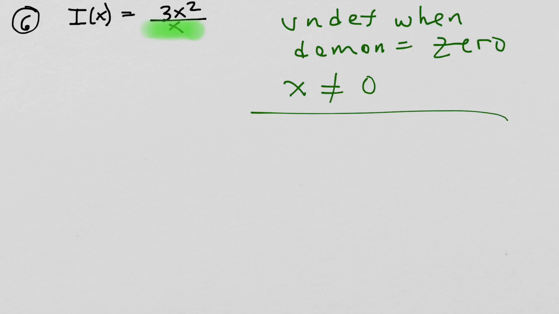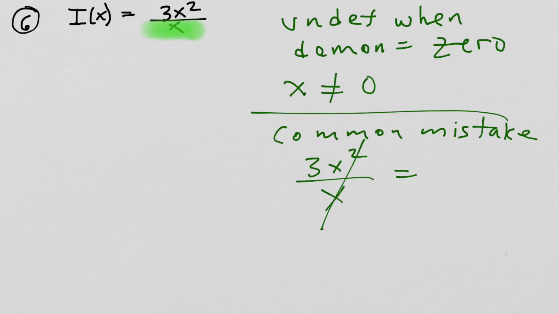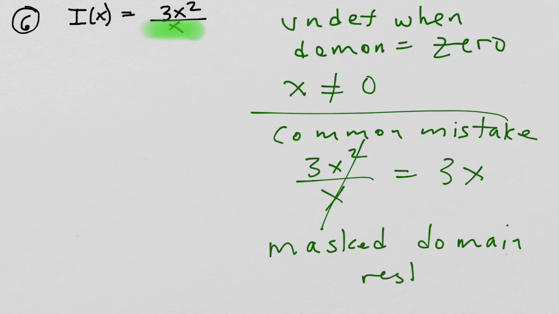Now, the common mistake here in this type of example is canceling before you identify the problems. Okay, so if you cancel that x out of the denominator, you've masked your domain restriction. Okay, so do not cancel until you've identified the domain restriction. Okay, so this right there, we got a problem. So x cannot be 0.